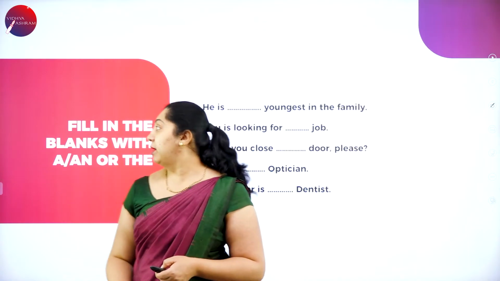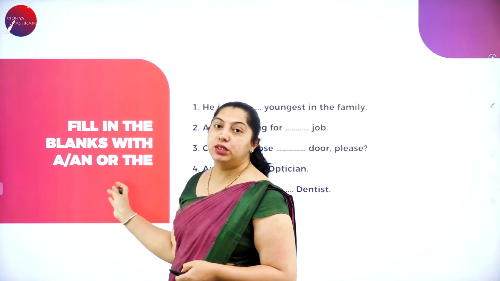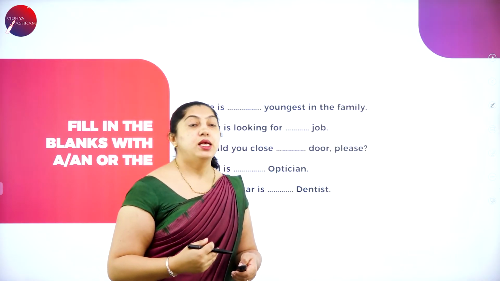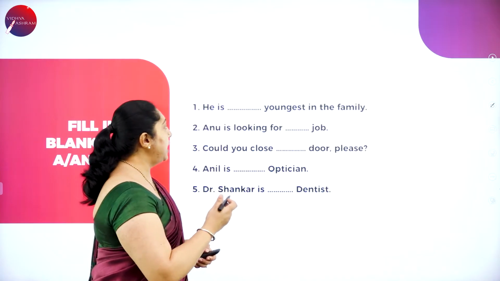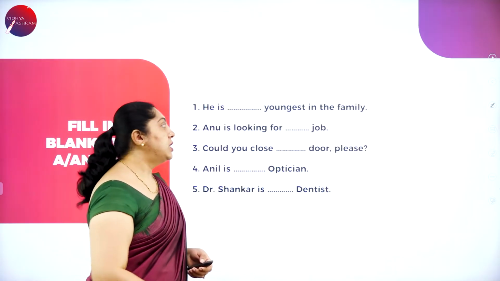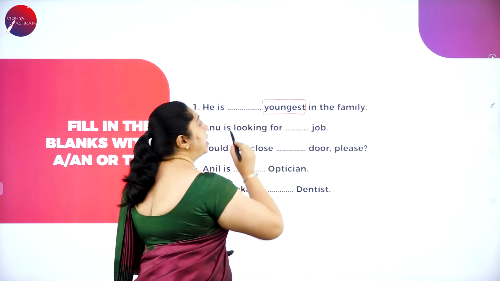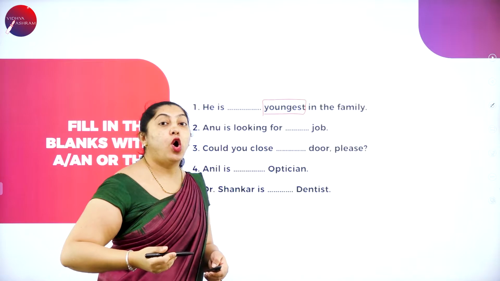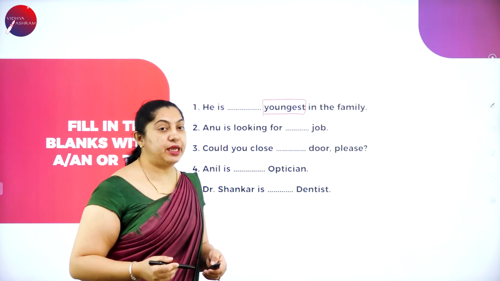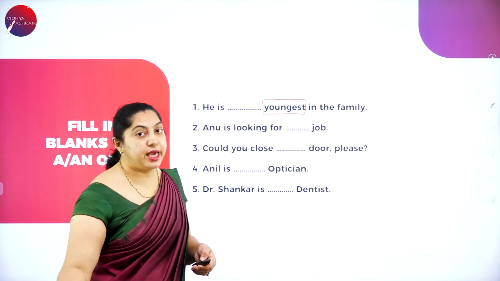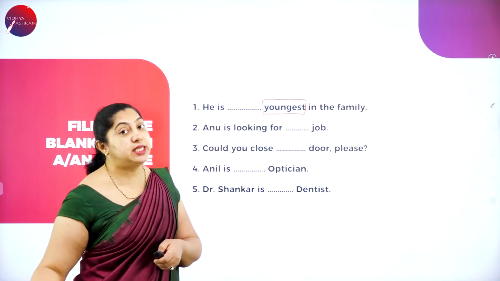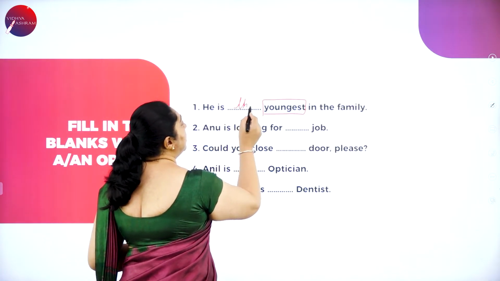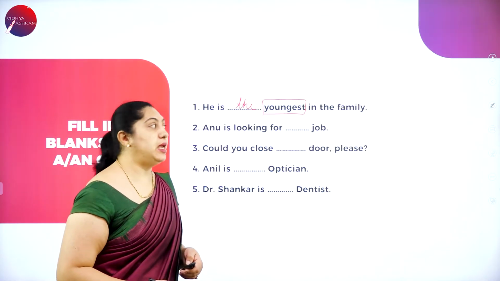I have one more example here. Fill in the blanks with a, an or the. No option is given here, but you need to read the sentence and fill the blanks. So let's see one by one. He is dash youngest in the family. Just see this word, youngest. As I told, you use the article the when it is mentioned about the superlative degrees. Young, younger, youngest. I'm talking about the youngest one, shortest, tallest, fastest, like that. So he is the youngest in the family.